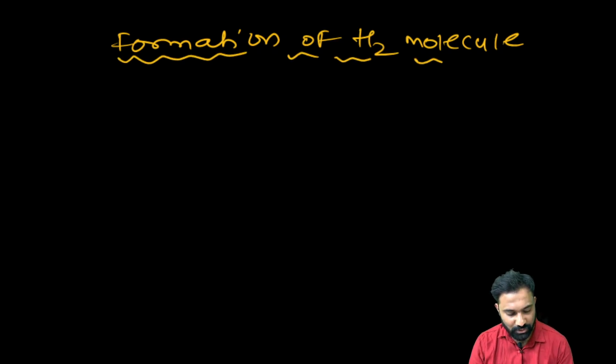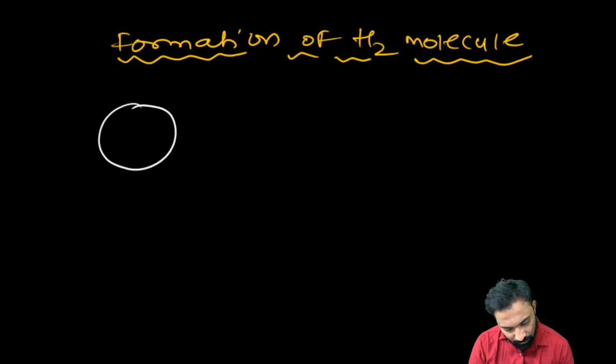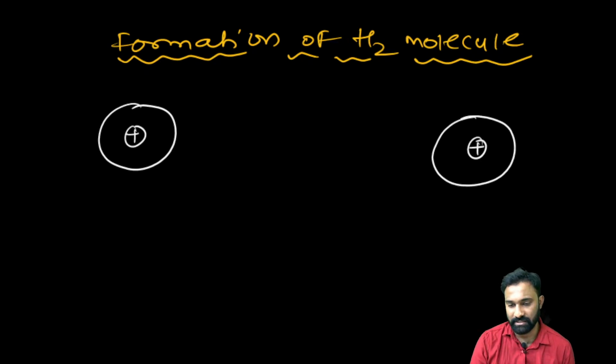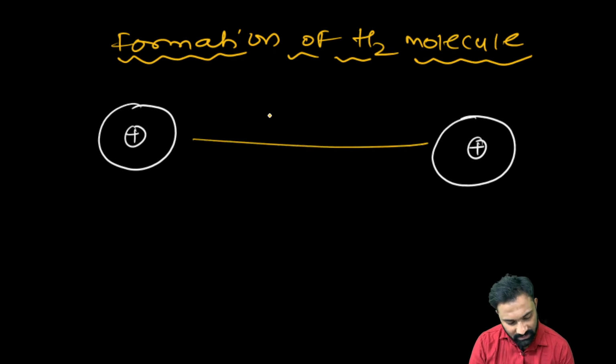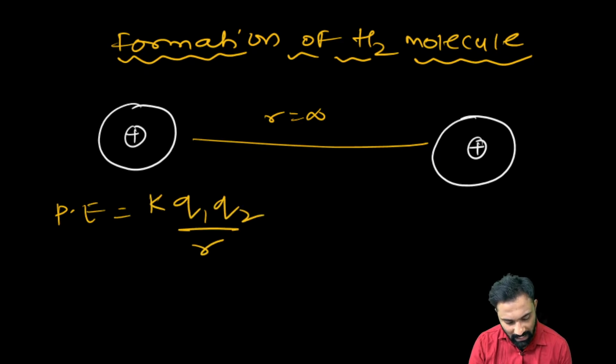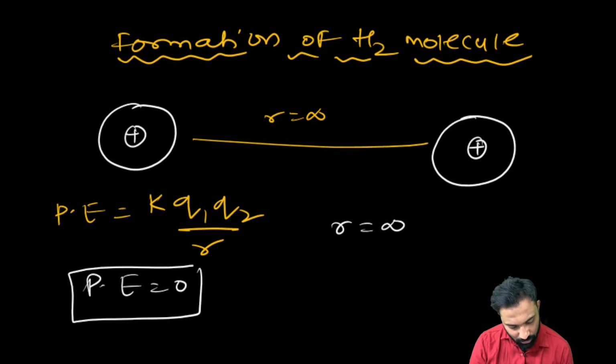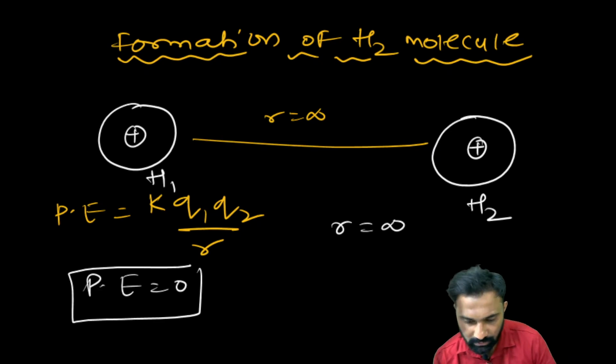In the formation of the H2 molecule, first one hydrogen atom and another hydrogen atom are both at infinite distance, R is equal to infinity. The potential energy formula is K Q1 Q2 by R. If R is infinity, the potential energy will be equal to 0, because there is no force of attraction between the hydrogen H1 atom and the hydrogen H2 atom.